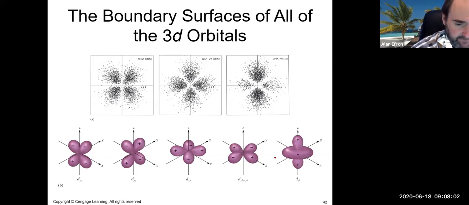They also have some designations, as you can see: dxy, dx squared minus y squared, and so forth. And they do represent those numbers for the m sub l that we see, like -2, -1, 0, +1, and +2 as you go across. That represents those 5 orbitals that are happening.